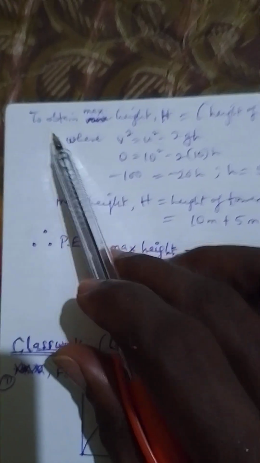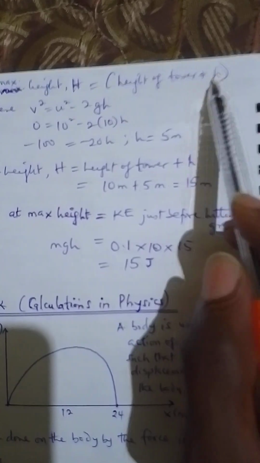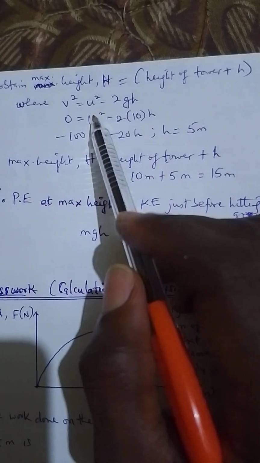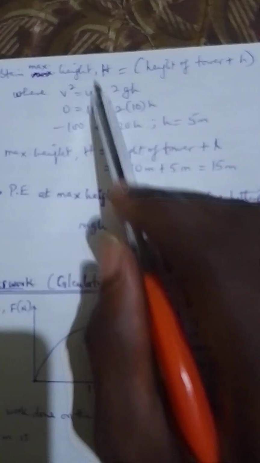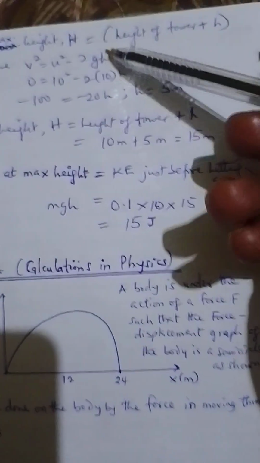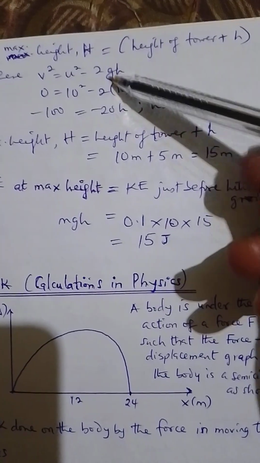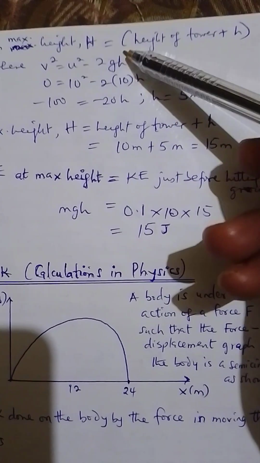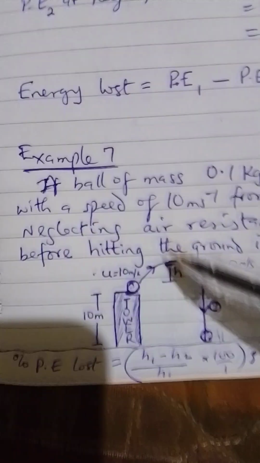So let's do that. To obtain the maximum height, H equals height of tower plus h. So we need to get h, using the third equation of motion, which is v squared equals u squared minus 2as. Now the a has turned to minus g, because gravity is now our acceleration and it's acting downwards. Our s can be represented as h. So we need to get the maximum height.